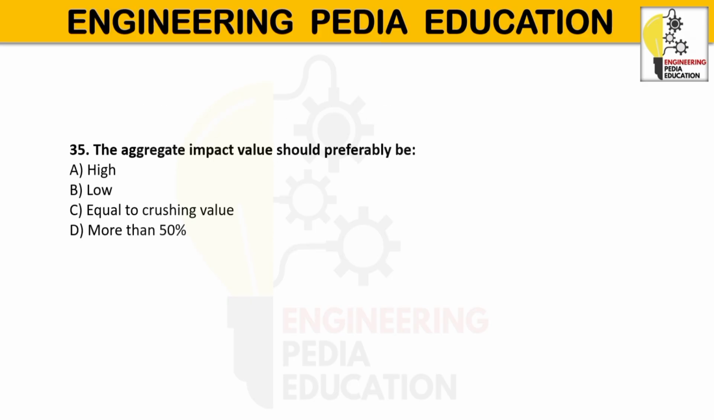The aggregate impact value should preferably be high, low, equal to crushing value, or more than 50. So the correct option is low. Aggregate impact value should be low.